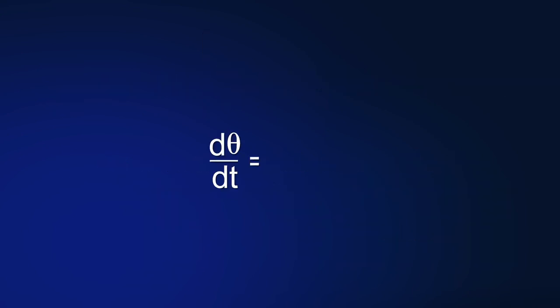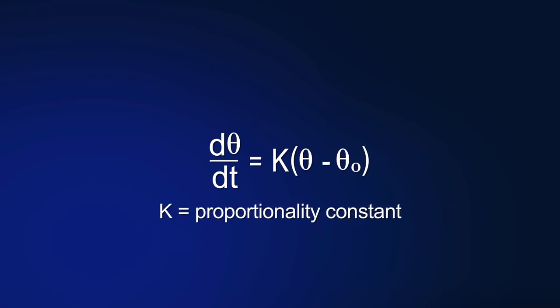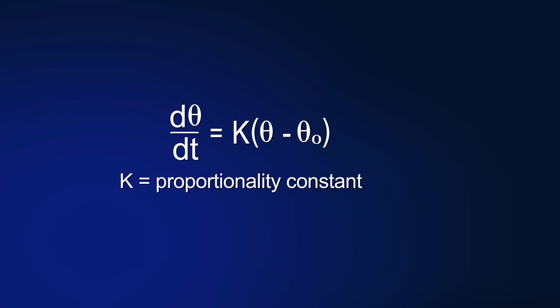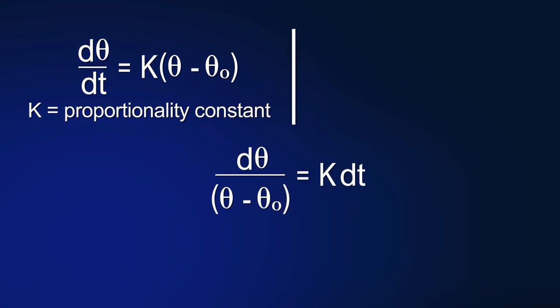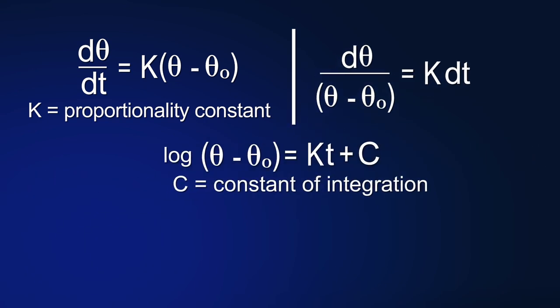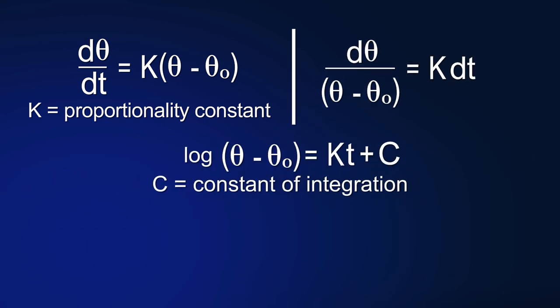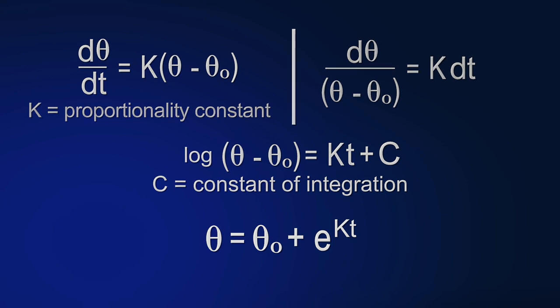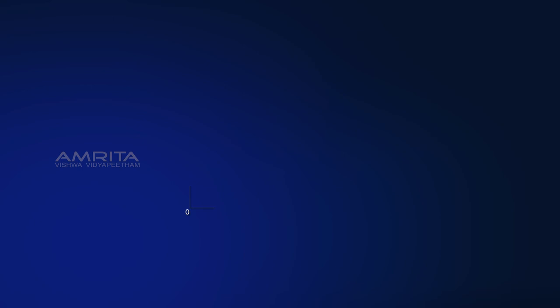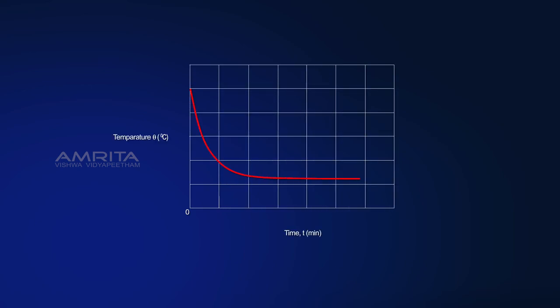That is, dθ/dt is equal to k into θ minus θ0, where k is the proportionality constant. That is, dθ by θ minus θ0 is equal to k into dt. Therefore, log of θ minus θ0 is equal to kt plus c, where c is the constant of integration. Therefore, θ is equal to θ0 plus e raised to kt. The graph between temperature θ and time t will be an exponential curve, which is the cooling curve.